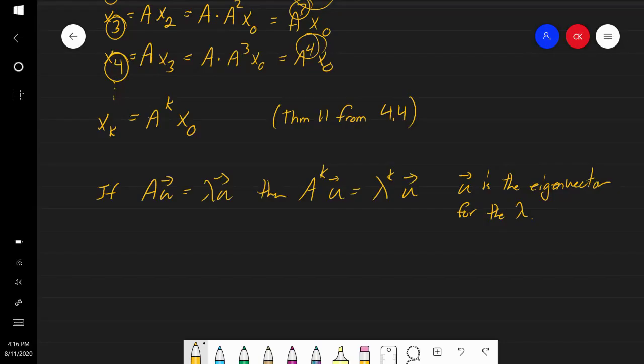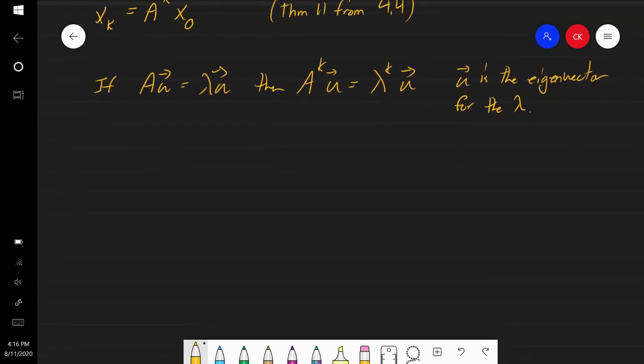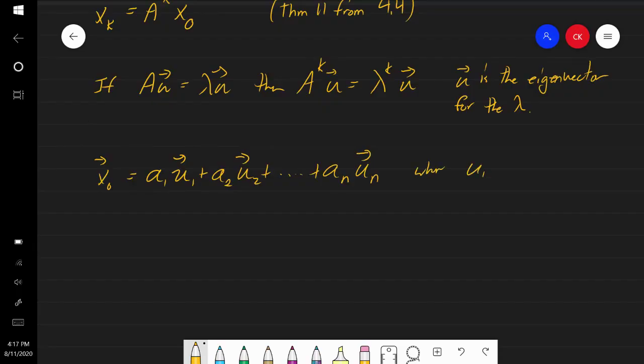So if we assume A is non-defective, then we get n linearly independent vectors that can serve as a basis for all of R^n. This was a result that we had from our work with non-defective matrices. Then we can say the following. x0 can be written as a linear combination of those vectors: a1 u1 plus some coefficient or scalar a2 u2 plus ... a_n u_n, where u1 to u_n are the eigenvectors of A.